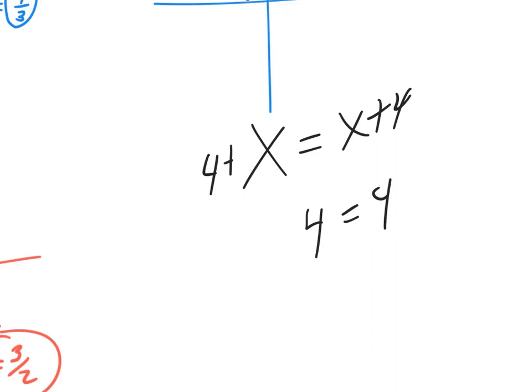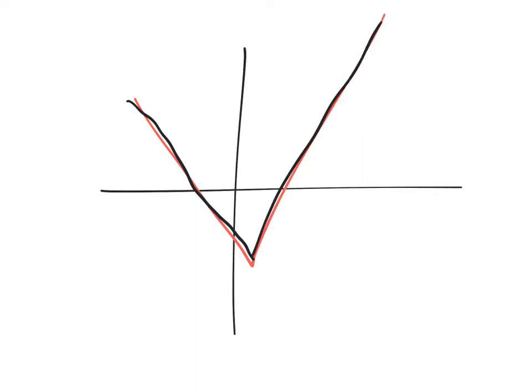Can you think about a situation where, graph-wise, how could you have an answer of all reals? What if I said, where does this overlap with this? Everywhere. All right.